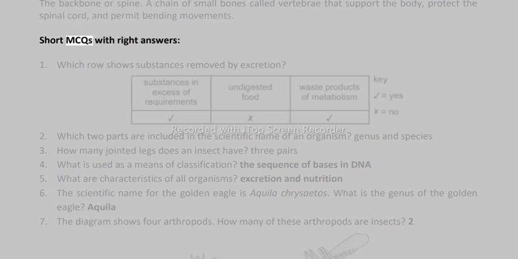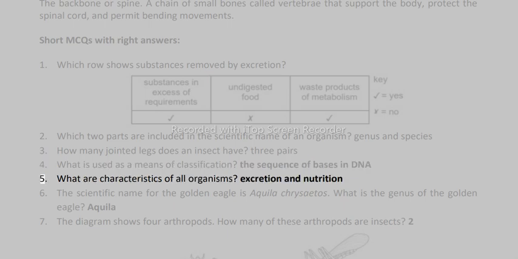Short MCQs with right answers. 1. Which row shows substances removed by excretion? 2. Which 2 parts are included in the scientific name of an organism? Genus and species. 3. How many jointed legs does an insect have? 3 pairs. 4. What is used as a means of classification? The sequence of bases in DNA.